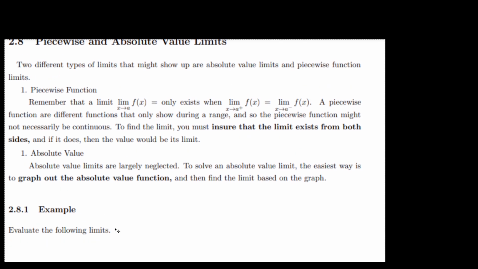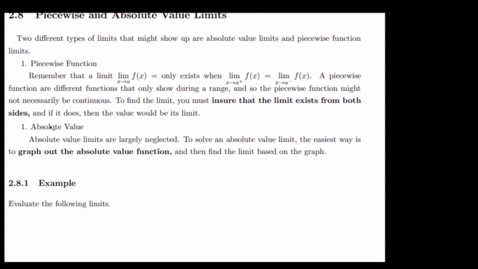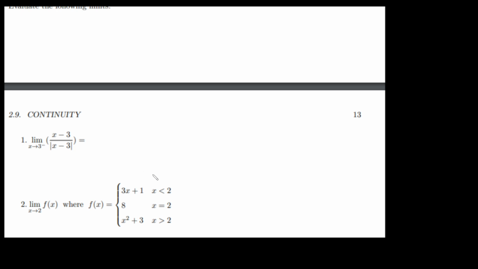All right, now we're going to look at, this is going to be a shorter one. We're going to look at two distinct types of limits that are worth mentioning, which is piecewise and absolute value limits. Now, piecewise functions are just different functions that only show up during a range, right? You've probably seen them before. It looks something like this down here.